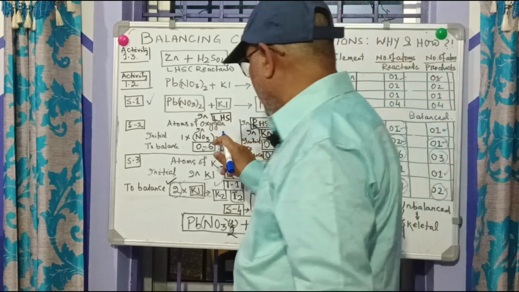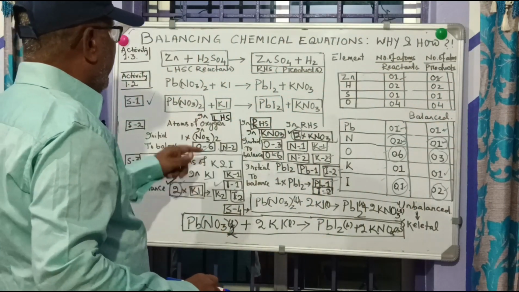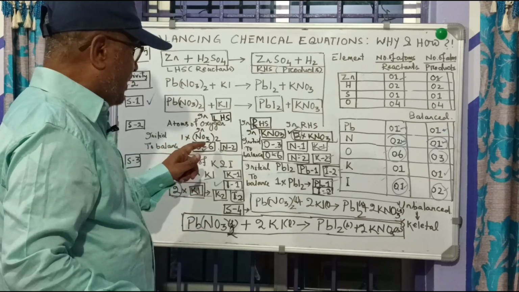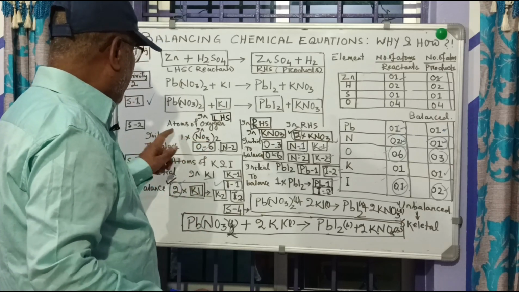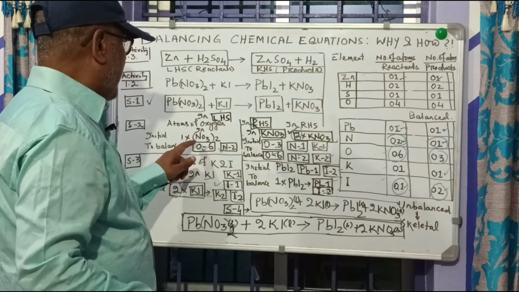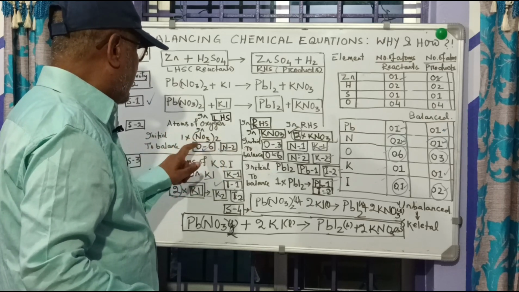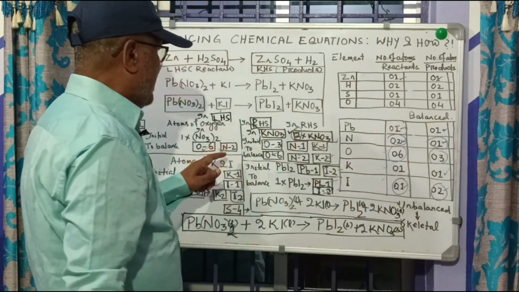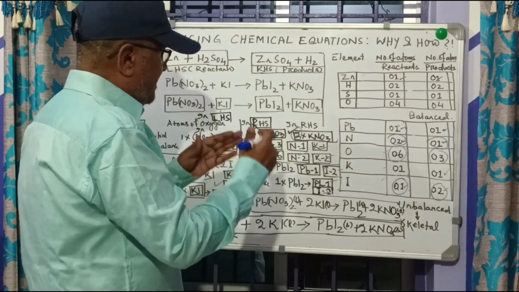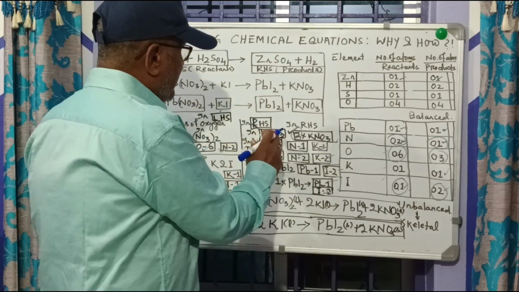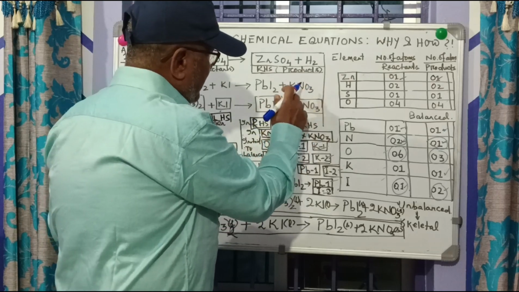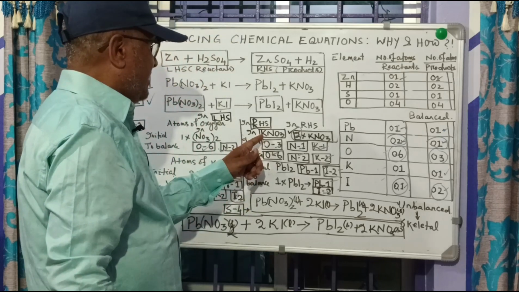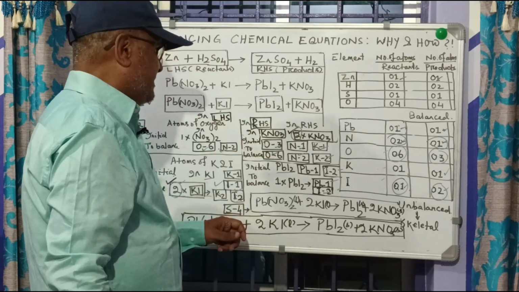So here look at, in the reactants, oxygen is present in the nitrate group. This is a polyatomic group. So in the initial stage we find nitrogen 2 atoms and oxygen 6 atoms. So oxygen here 6 and nitrogen 2. But in the RHS, or products, we find oxygen present in nitrate, that is potassium nitrate.